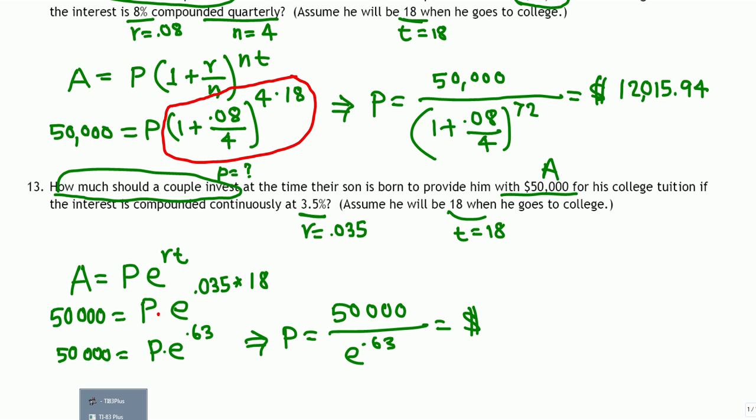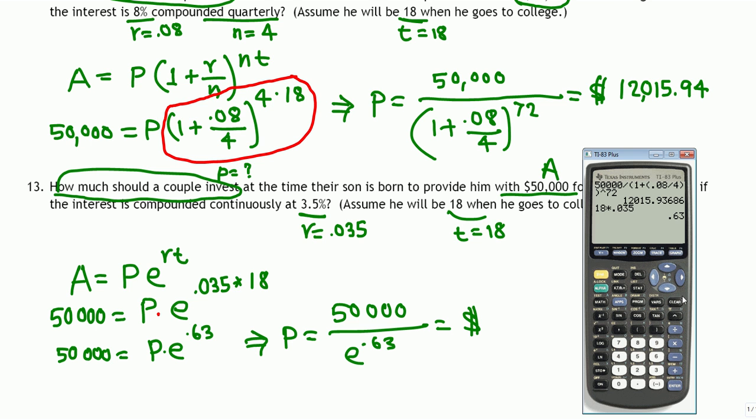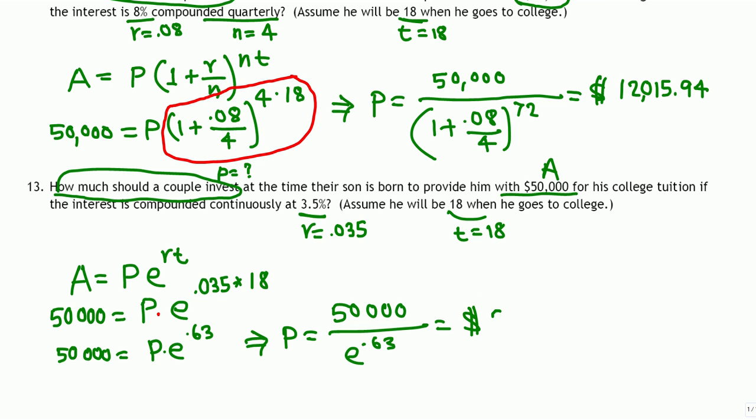Okay, so let's use the calculator again. 50,000 divided by the exponential, that's second ln, e raised to 0.63, enter. So 26,629.59. So this is 26,629.59, final answer. Okay, so 26,629.59, final.